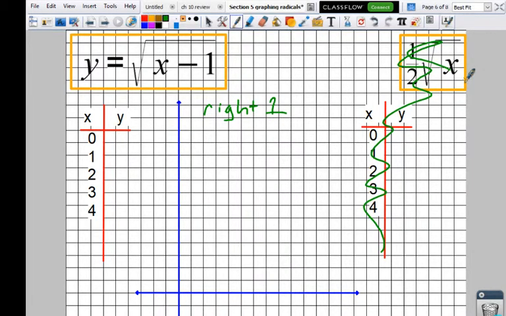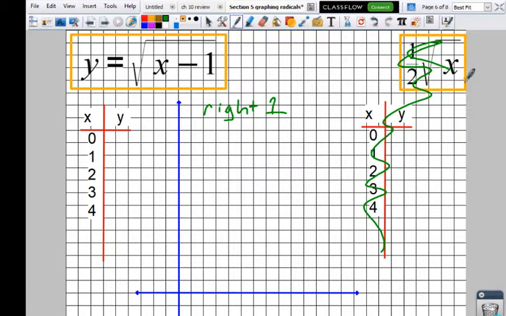And actually, let's get this one. Alright, on your own, make the table and then graph square root of x minus 1. Let's see if you guys are right. Let's go. Change it in Desmos. Let's see if you guys are right.